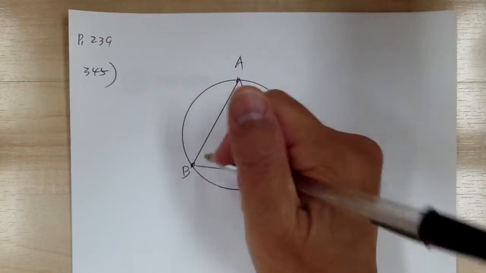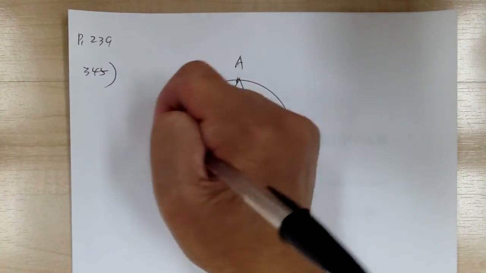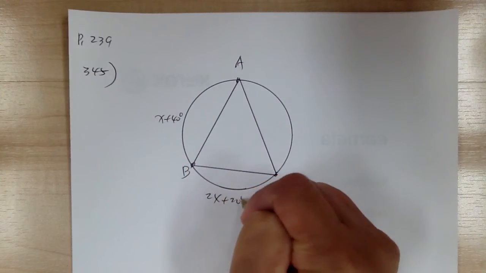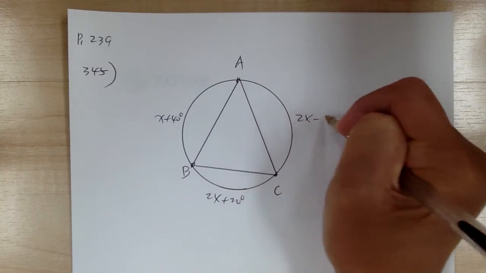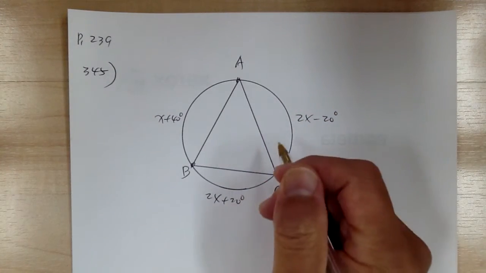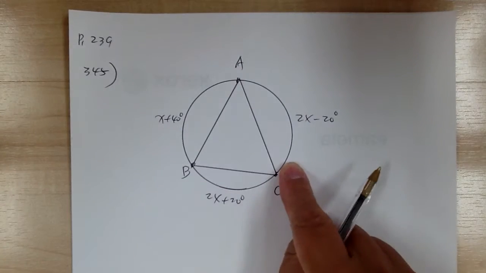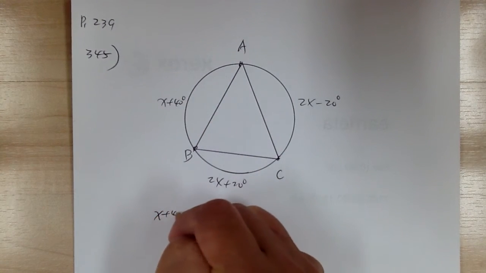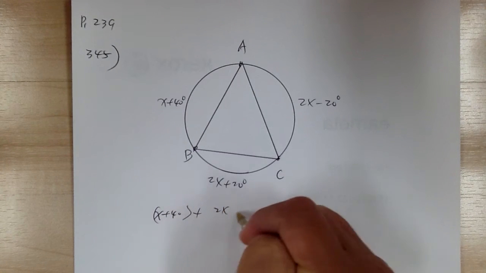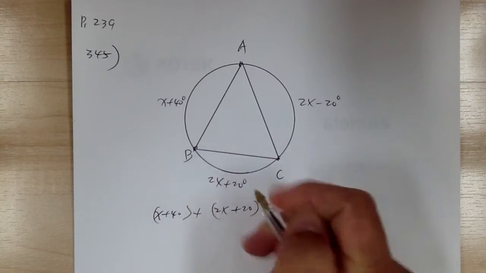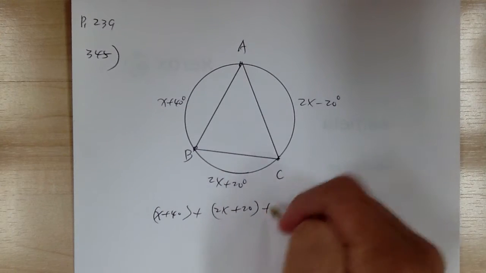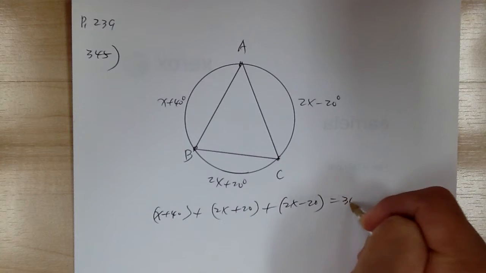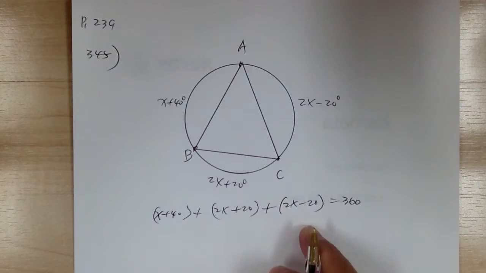And it gives you the arcs as x plus 40 degrees, 2x plus 20 degrees, and 2x minus 20 degrees. Well, the arcs around a circle total 360, so if you add all three together, it should equal 360. So x plus 40 plus 2x plus 20, this one here, this one here, and the next one equals 360. So a complete circle is 360.